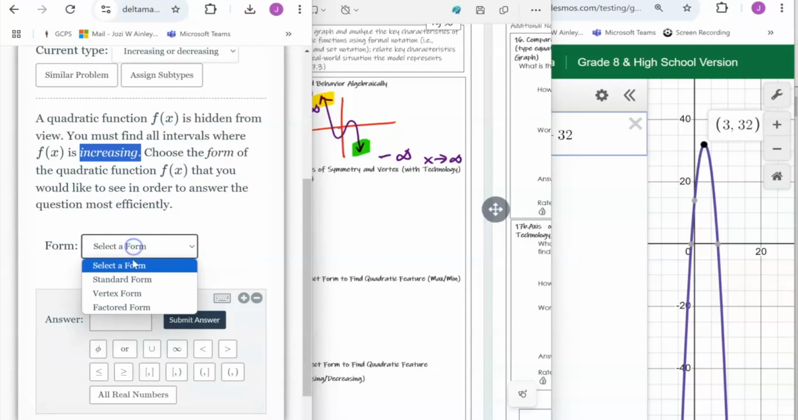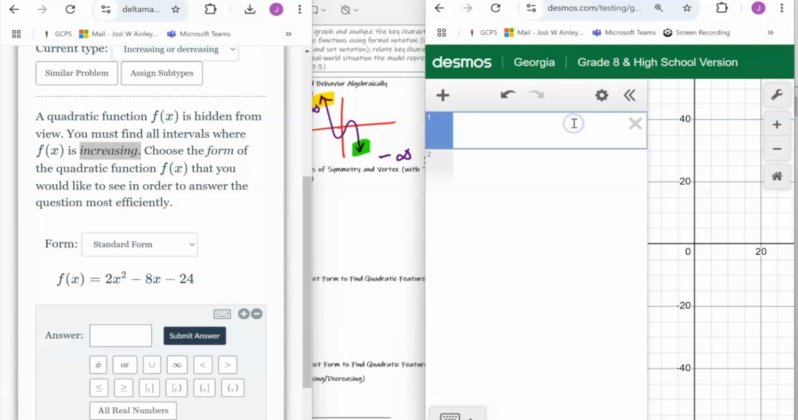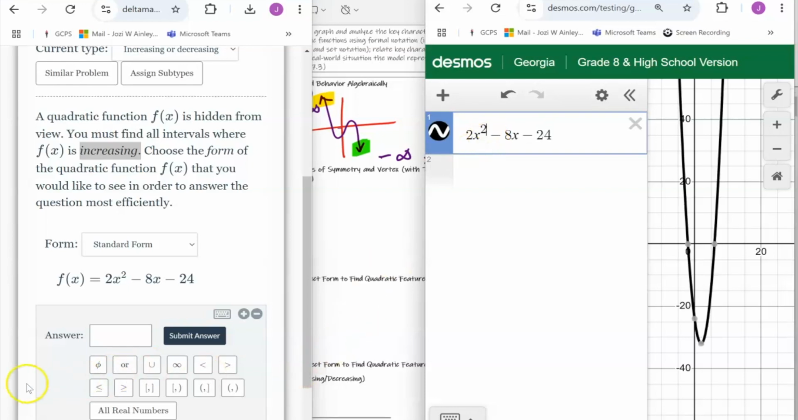Again, for increasing and decreasing, there's a form that makes it easy, but it doesn't matter because I'm putting it where? In the calculator. So 2x squared minus 8x minus 24 goes right up into the calculator. Make sure you're typing exactly what you see, and that is why you double check, Miss Ainley.